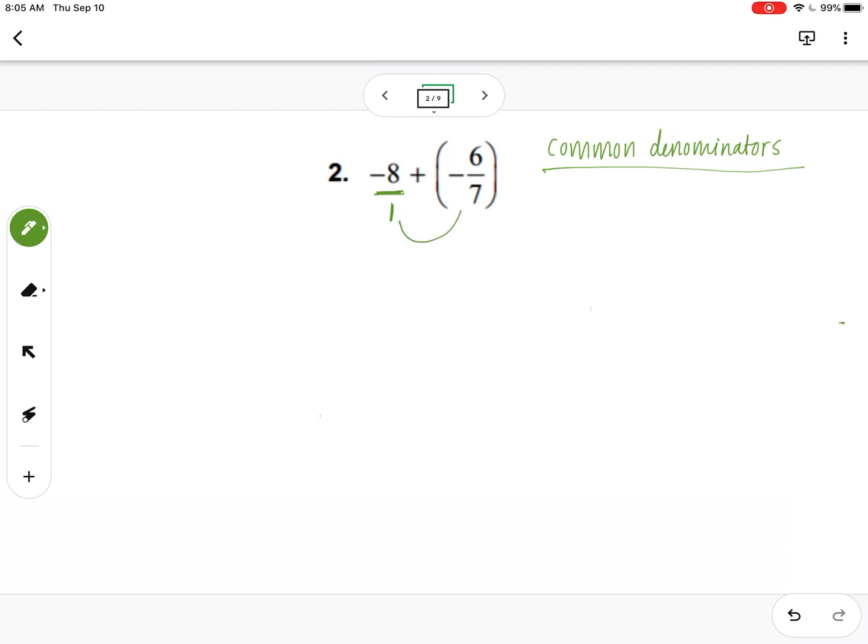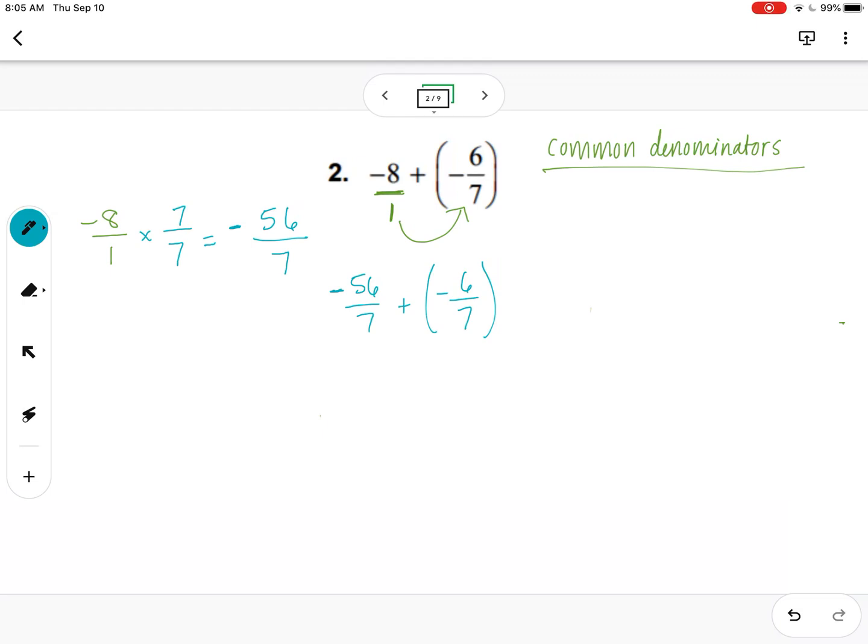So we always think, is our smaller number a factor of our bigger number? That's true because 1 is a factor of anything. So let's go ahead over here and multiply this by 7 so we can get same denominators. And remember, the reason I'm multiplying by 7 is because I'm thinking 1 times what is going to give me 7, since I need that denominator. Then just multiply straight across. 8 times 7 is 56. 1 times 7 is 7. There we go. Now we have negative 56 over 7 plus negative 6 over 7.